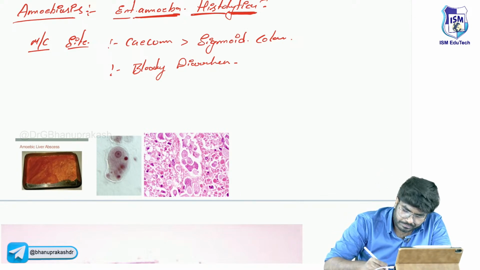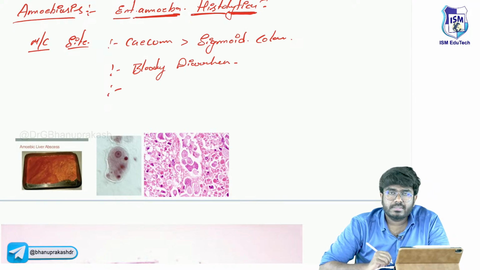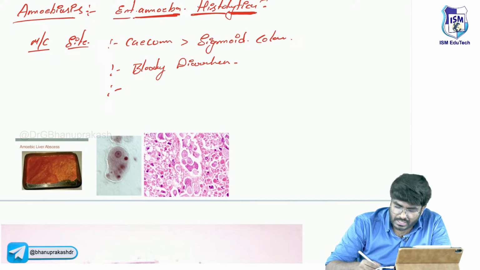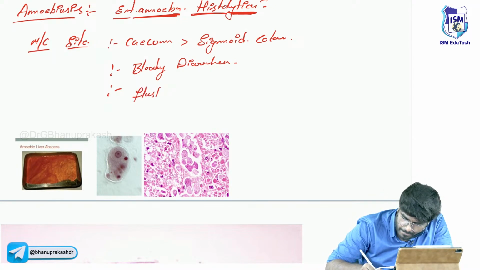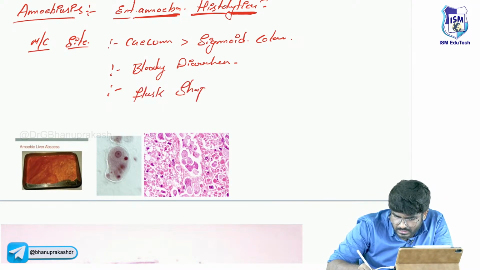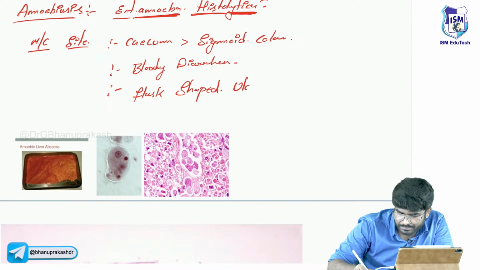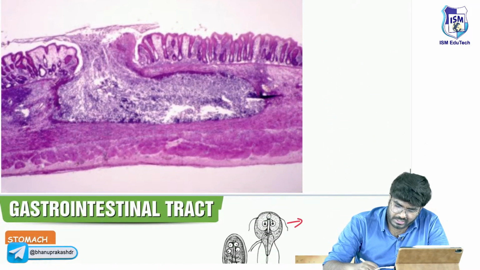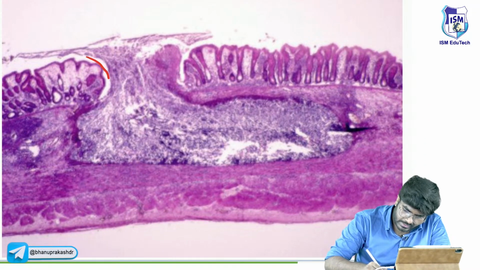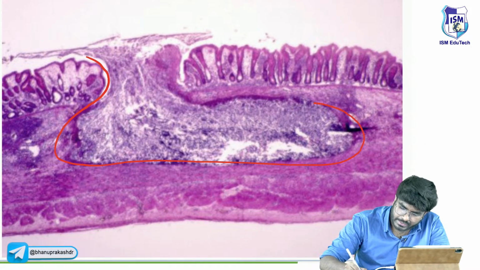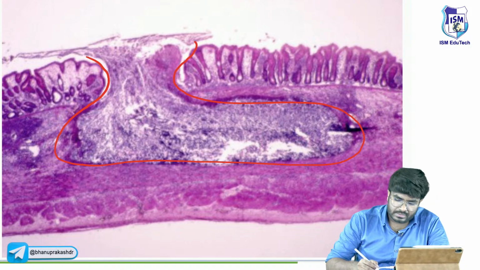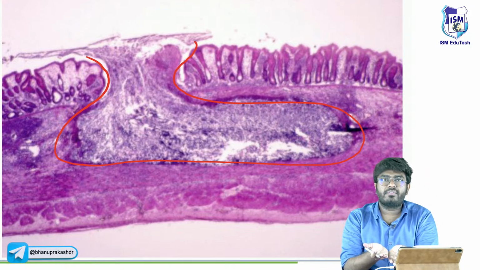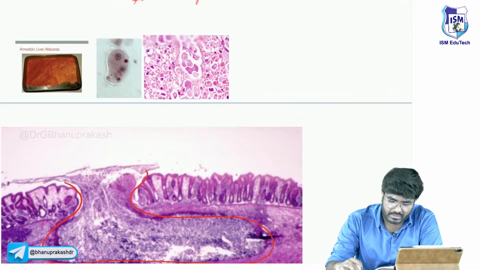They are causing histolysis, damage to the tissue in the intestines. So it's going to cause ulcers, and the ulcers are going to be flask shaped. Let me show you the image. Here, you see there is an ulcer because of Entamoeba histolytica. See how the ulcer is like a flask. So a flask shaped ulcer is going to be seen.